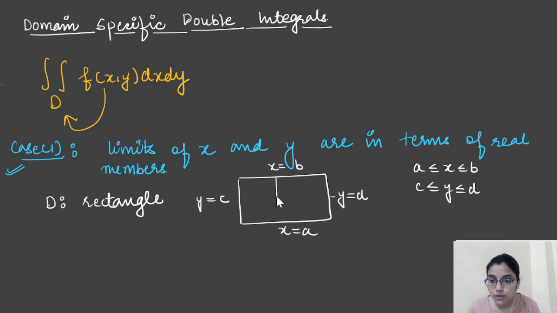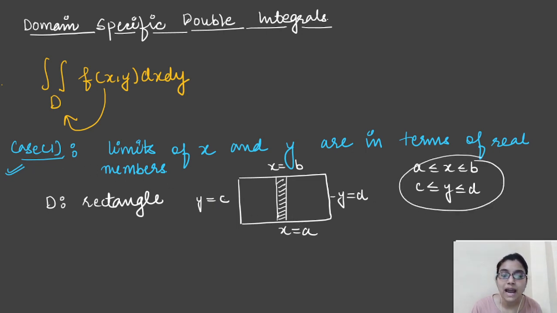How? Suppose you want to find the limit of x in terms of y. You just draw a strip parallel to the x-axis. You want to find the limit of y in terms of x. You draw a line parallel to the y-axis. But what happens is that this is going from y equal to c to y equal to d only. And if you want the limit of x in terms of y, you draw a strip parallel to x-axis and then find the limit of x. So in both cases it is going to be the same. That is why case 1 is the sub case of case 2 and case 3.